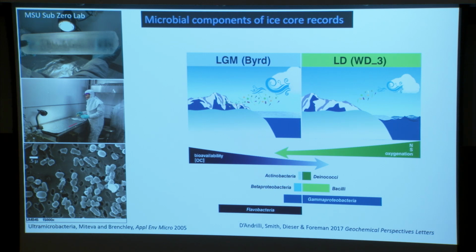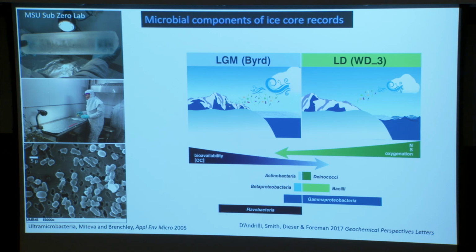As I mentioned before, ice cores preserve microbes along with the more typically measured chemical components. A few years ago, we examined ice from Byrd Station in Antarctica, about 21,000 years before present, in a period called the last glacial maximum, as well as ice from the West Antarctic Ice Sheet Divide, which was about 16,000 years before present during the last deglaciation. And what we can see is that there were differences related to the climate and the environment at the time that this ice was deposited.